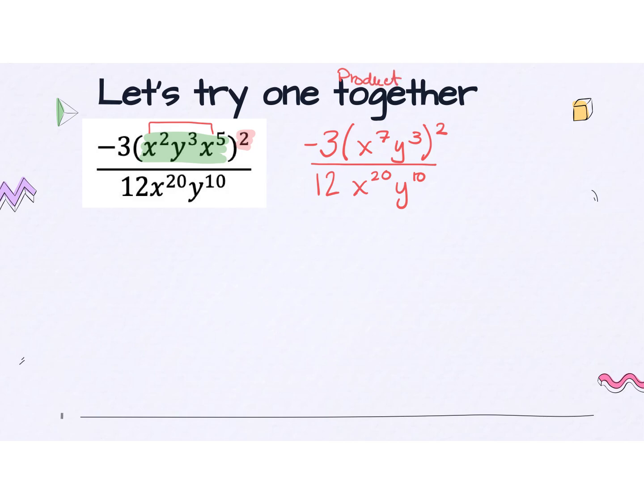The next thing I'm going to do is apply the power rule. So hopefully you see that I have the power right here. I'm going to apply that power rule next. The negative 3 is not part of that. So I'm going to have negative 3. I'm going to keep my fraction. Negative 3. And I'm going to apply this 2 to each one of these. So I'm going to have x to the power of 14, because with the power rule, you multiply. And then I'm going to have y to the power of 6. I'm going to write down the rest of my fraction.